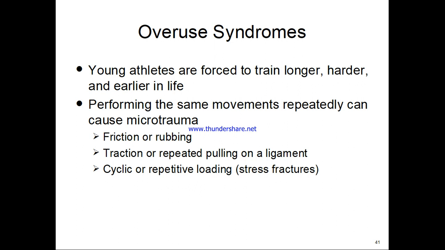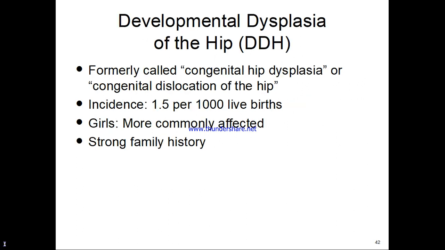So overuse syndromes, just as a background, young athletes are forced to train long and hard. And performing the same movements repeatedly has the potential to cause this microtrauma in the musculoskeletal structures. This could be friction rubbing, or it could be traction from repeated pulling on, or it could be repetitive loading, which would be like a stress fracture.